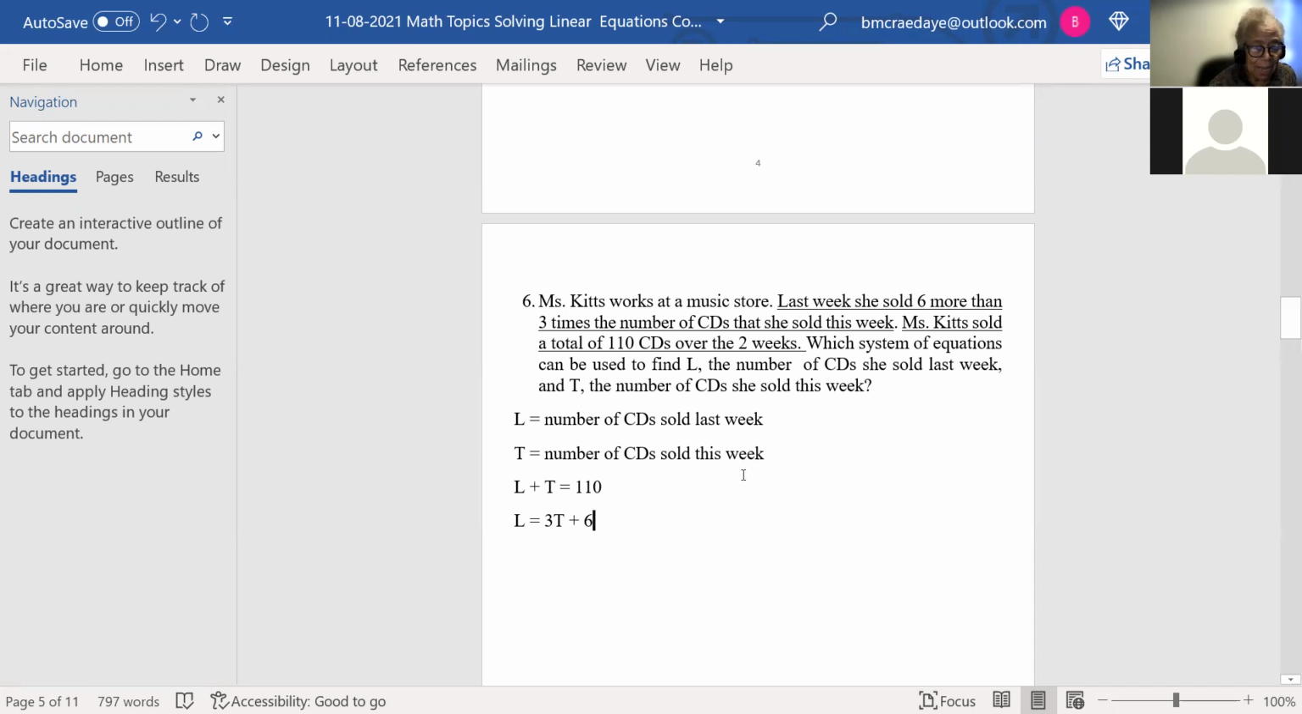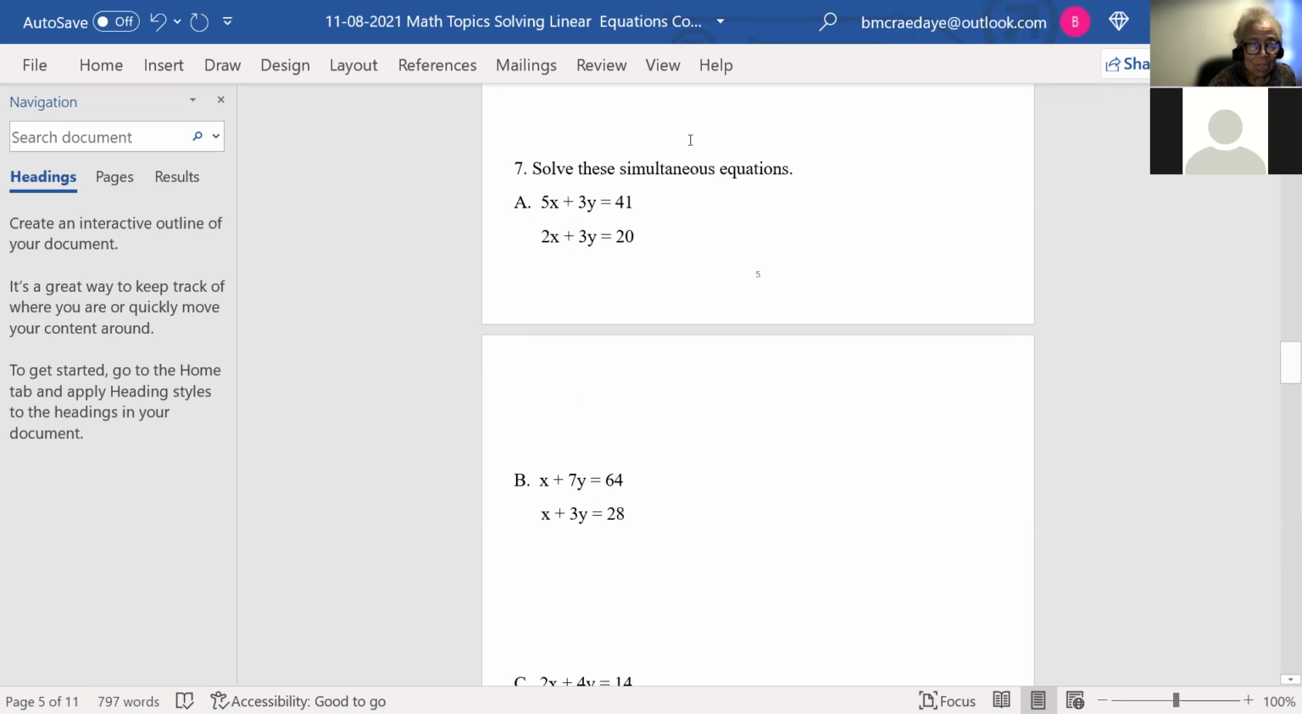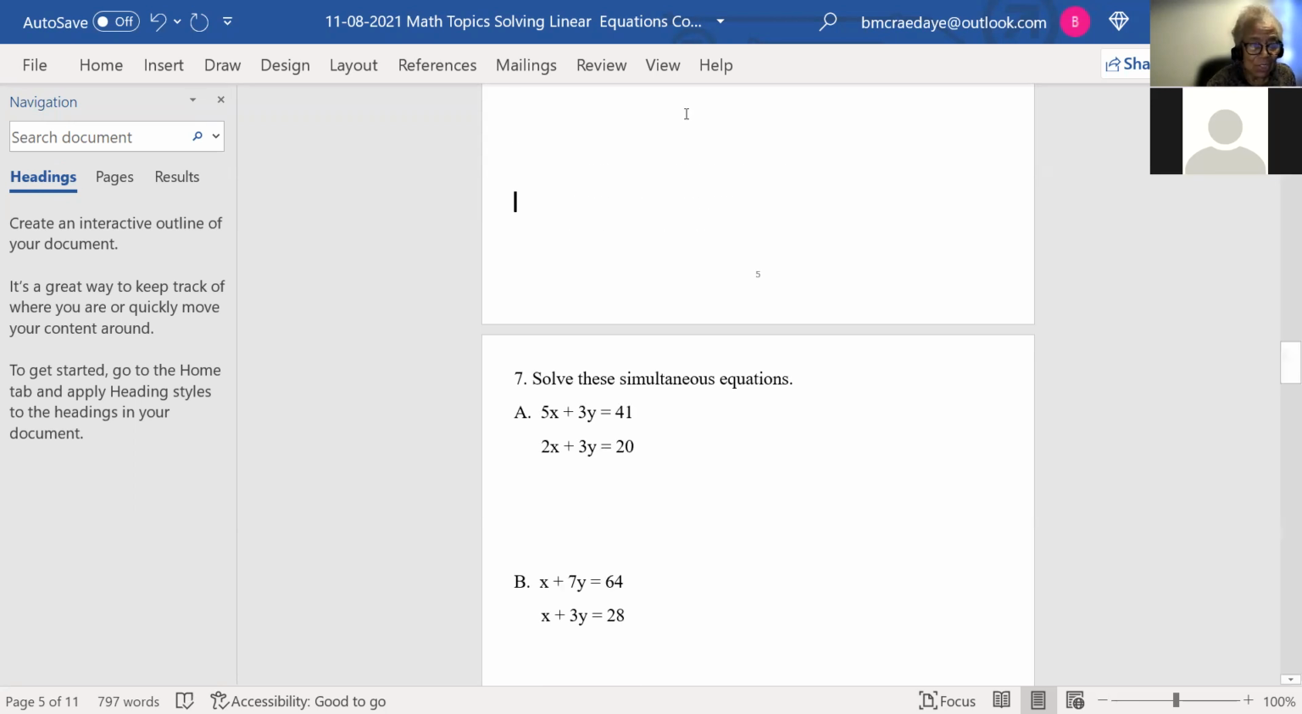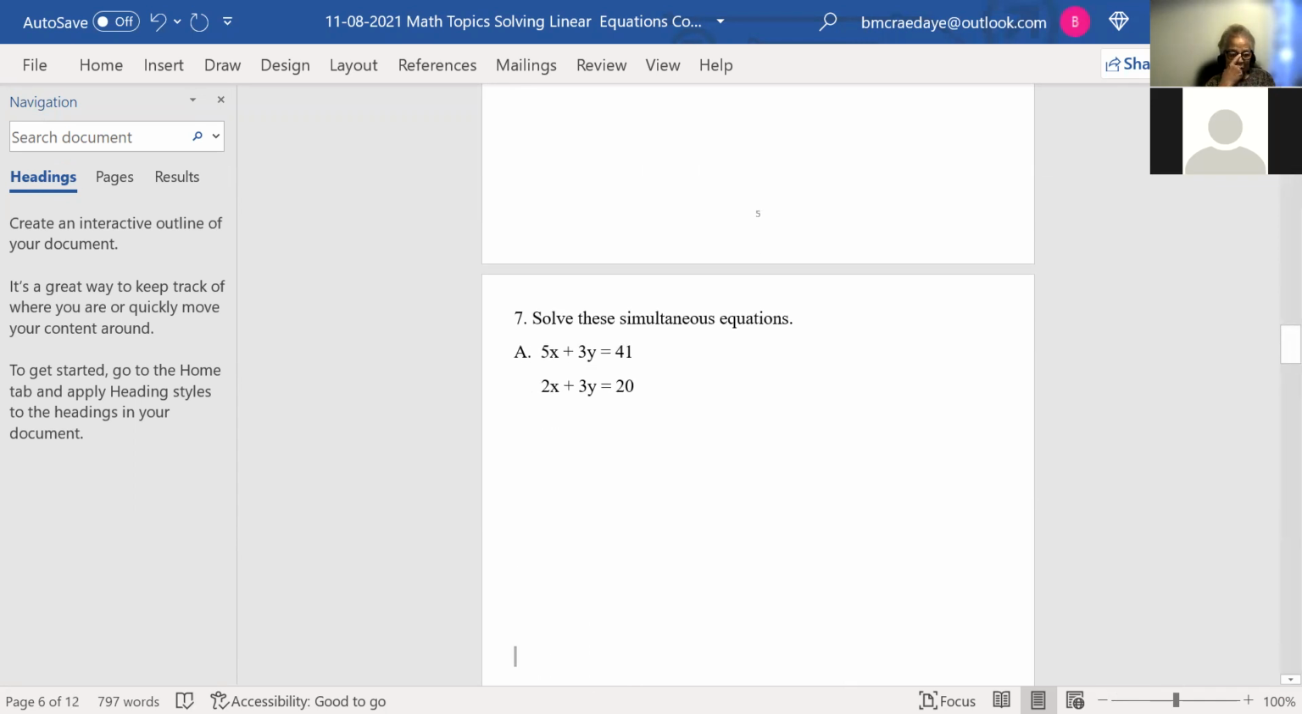Okay, now the next thing we want to do, we have some simultaneous equations, equations that share the same variables, and I want you to solve them. Okay, Maureen, now this one, how would you solve this one? Let me see. Now you see something they have in common. That means you can do what with these equations?